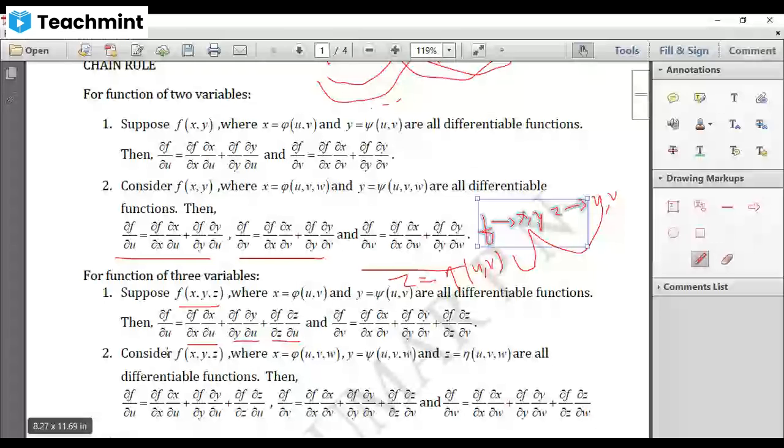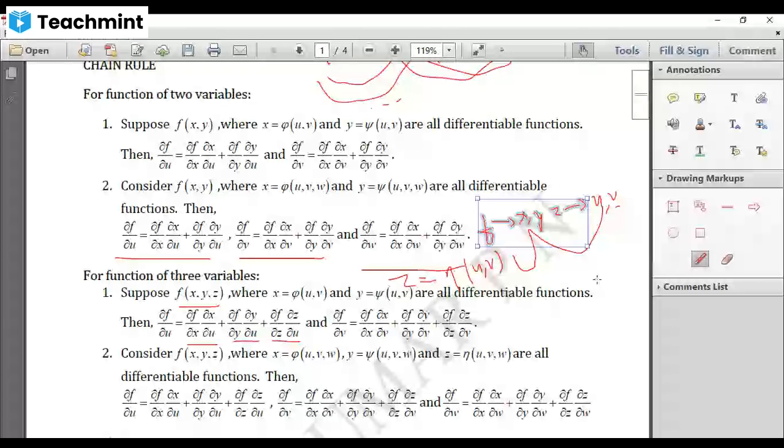Next, after this, you are having one more independent variable v. How are you going to find it? Yes, dou f by dou v is given by dou f by dou x into dou x by dou v plus dou f by dou y into dou y by dou v plus dou f by dou z into dou z by dou v. You have to differentiate like this, right?